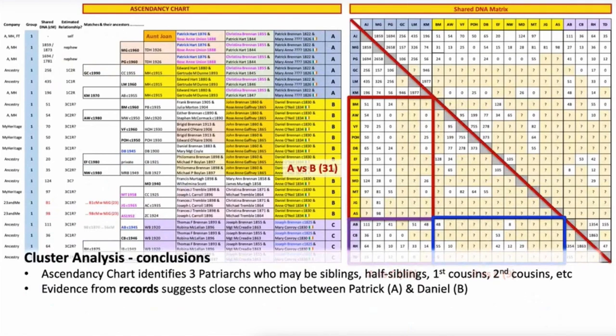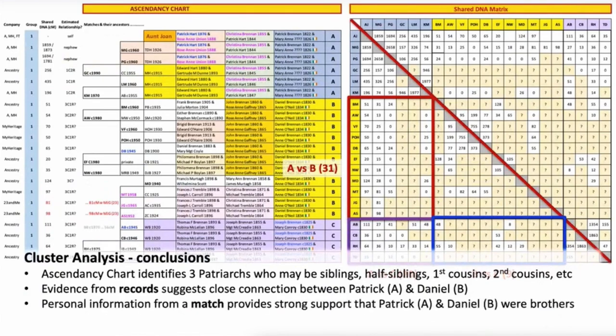were actually living side by side, and their families were very intertwined because Daniel's brother-in-law was the informant on Patrick's death certificate. That documentary record suggested a close connection, but could not distinguish between siblings, half-siblings, first cousins, and second cousins. The personal information from a single match did provide strong support that Patrick and Daniel were brothers.